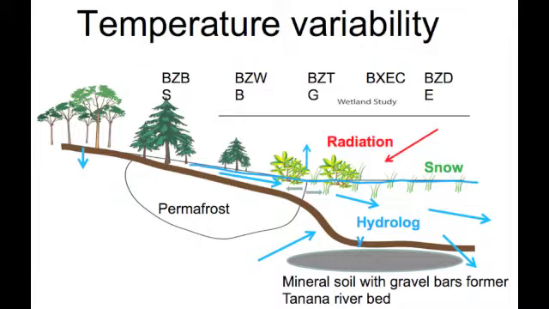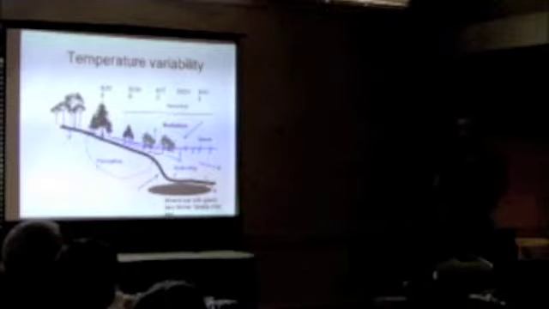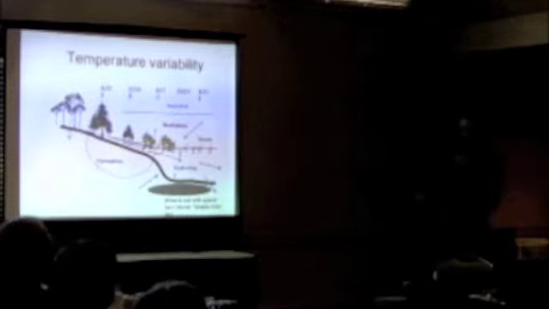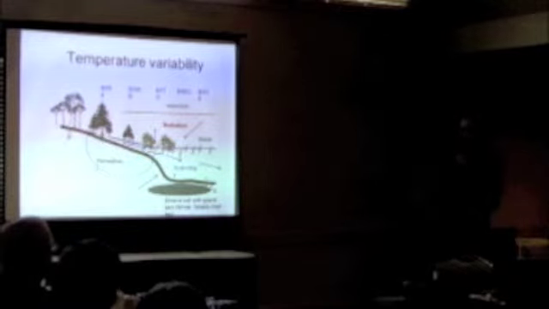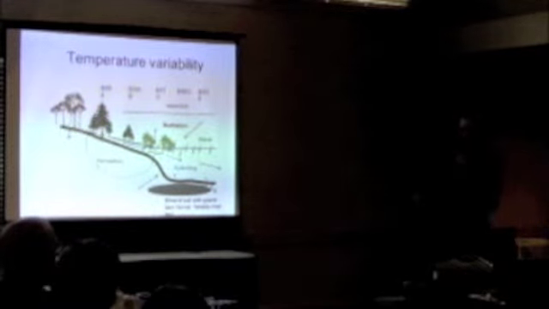So you have all these different ecosystems, and they all contribute in the physics of radiation, snow, hydrology, that permafrost happens to be only in this particular section where there's the right balance between the physical parameters. And there is no permafrost when it gets very wet, and there's no permafrost when it gets very, very dry.